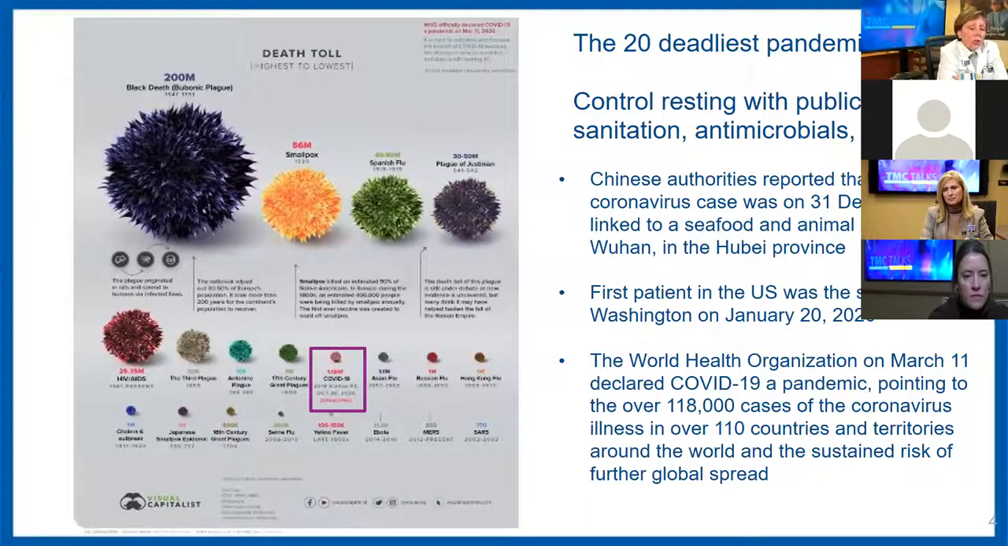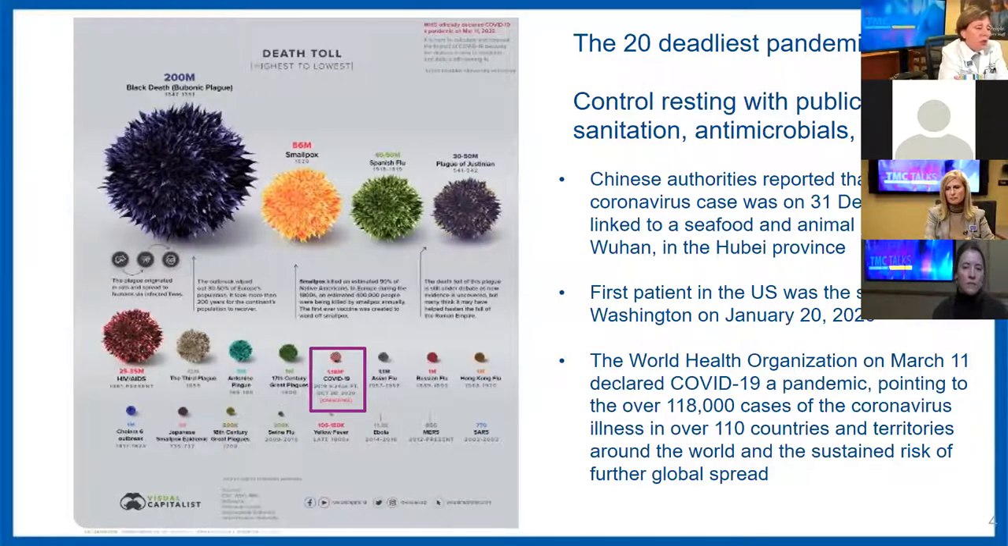So the Chinese authorities reported the first coronavirus case that we now know is SARS-CoV-2 on December 31st and linked it to a seafood and animal market in Wuhan in the Hubei province. The first patient in the United States was from the state of Washington and reported on January 20th, 2020. It was not until months later that the World Health Organization declared COVID-19 a pandemic. And at that point, there were 118,000 cases of this illness in over 110 countries and territories around the world, with sustained risk of further global spread.